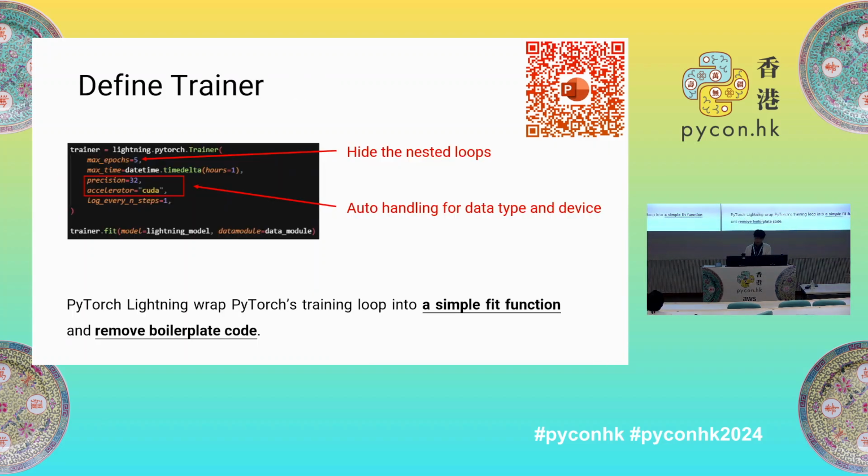And finally, we define a trainer. Here we don't even need to write a class ourselves. We just need to initialize the Trainer class with key parameters like precision, max epochs, and accelerator. PyTorch Lightning will handle all of the repetitive processes like backpropagation and so on.